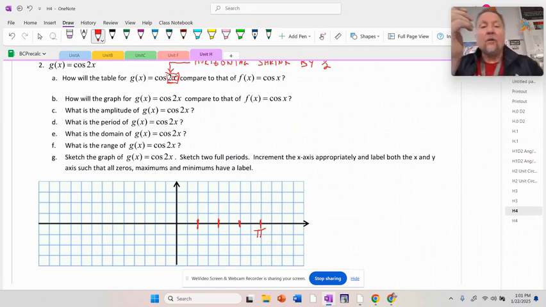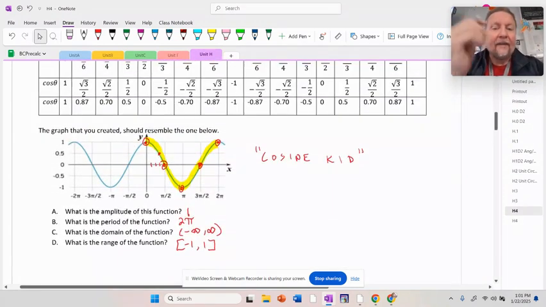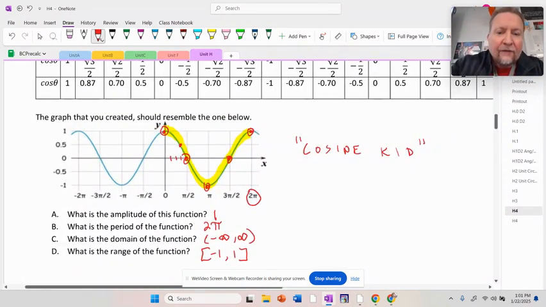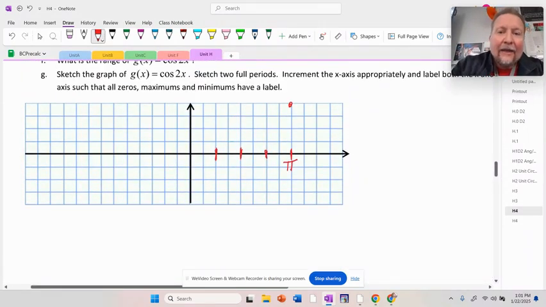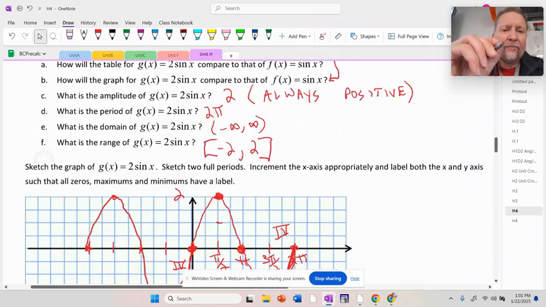2 pi. And what's the cosine of 2 pi? Everyone should look right here and tell me what the cosine of 2 pi is. 1. So now at pi, I get 1. And I'm going to go ahead and do that. Did I make 1 the high point there?